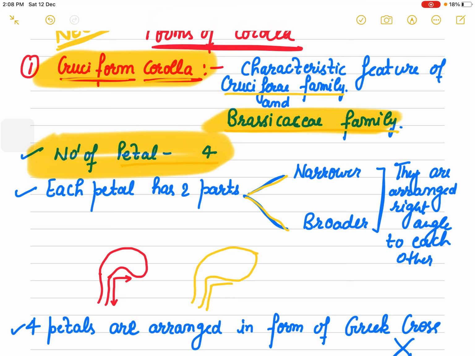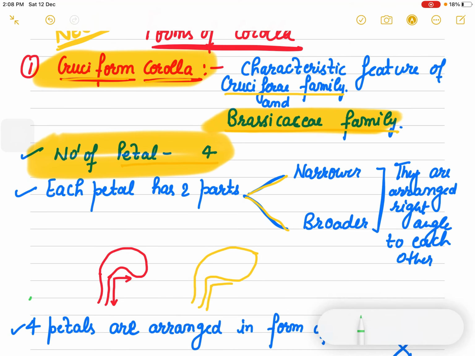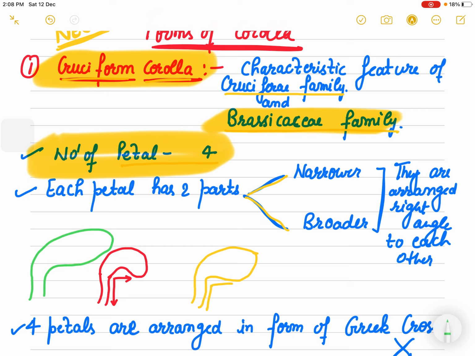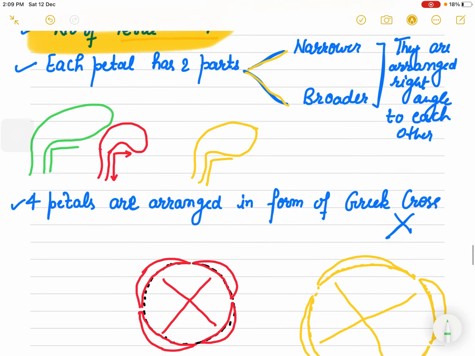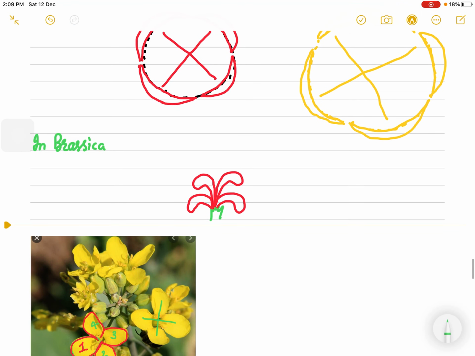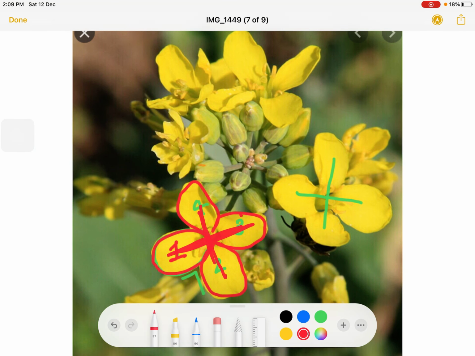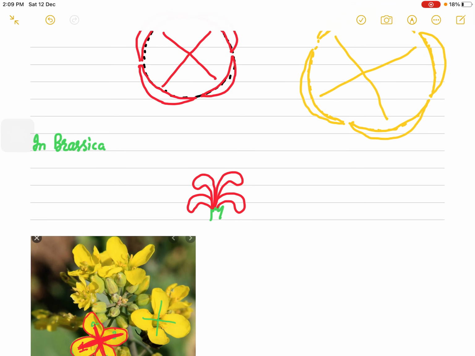Each petal will have two parts. One will be narrower, and one will be broader. They are at right angles to each other. The four petals are arranged in the form of a Greek cross. Look, it's just a perfect cross, and their arrangement is so beautiful.